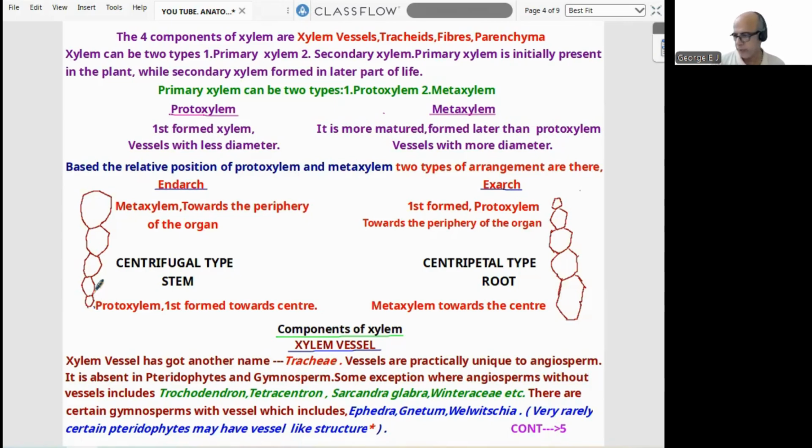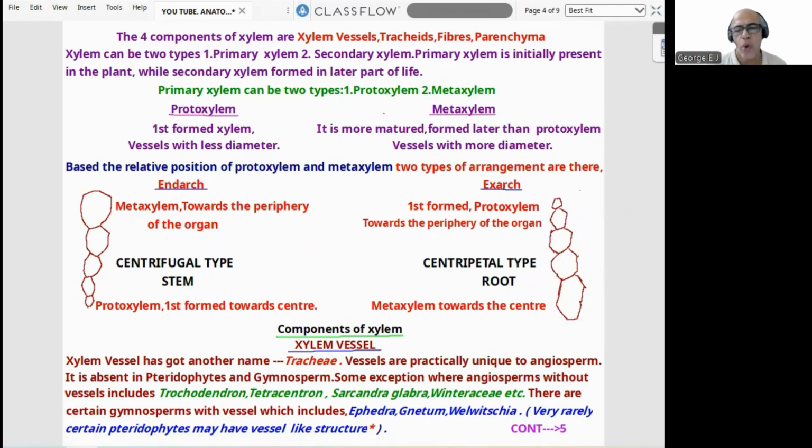Now exarch, just the opposite. The first formed protoxylem is towards the periphery of the organ, just antagonistic, and the metaxylem is towards the center. That is called centripetal type, seen in root. So: endarch, exarch, centrifugal, centripetal, stem, root. Hoping that it is clear, it's an important item.